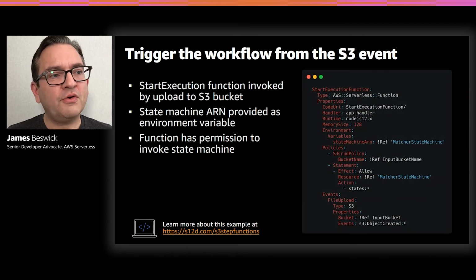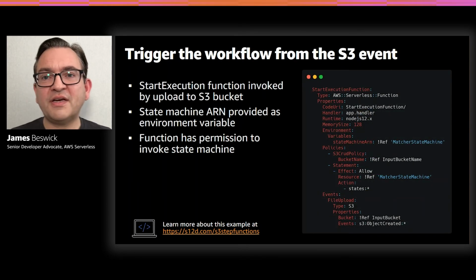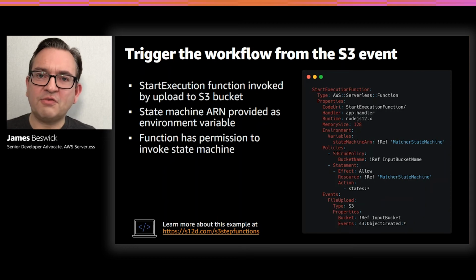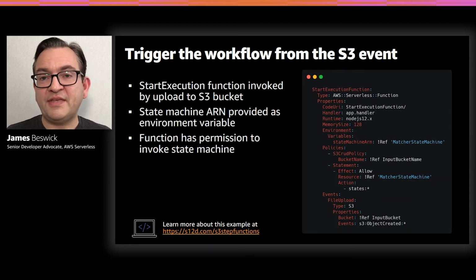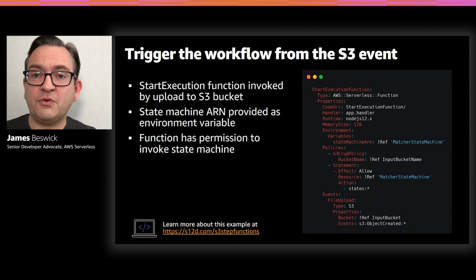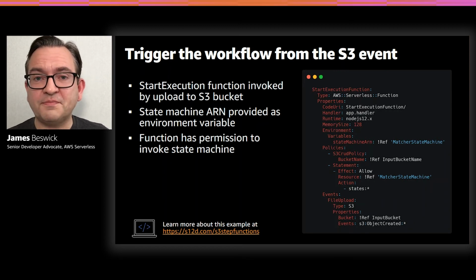To trigger the workflow from the S3 event, you can configure this integration with all the necessary IAM permissions with a SAM template. The start execution function is invoked by the upload to the S3 bucket. This is configured in the events section, which sets up the event source mapping. The step function's state machine ARN is provided as an environment variable. This makes it easy to update which step function's workflow you want to trigger with the Lambda function.